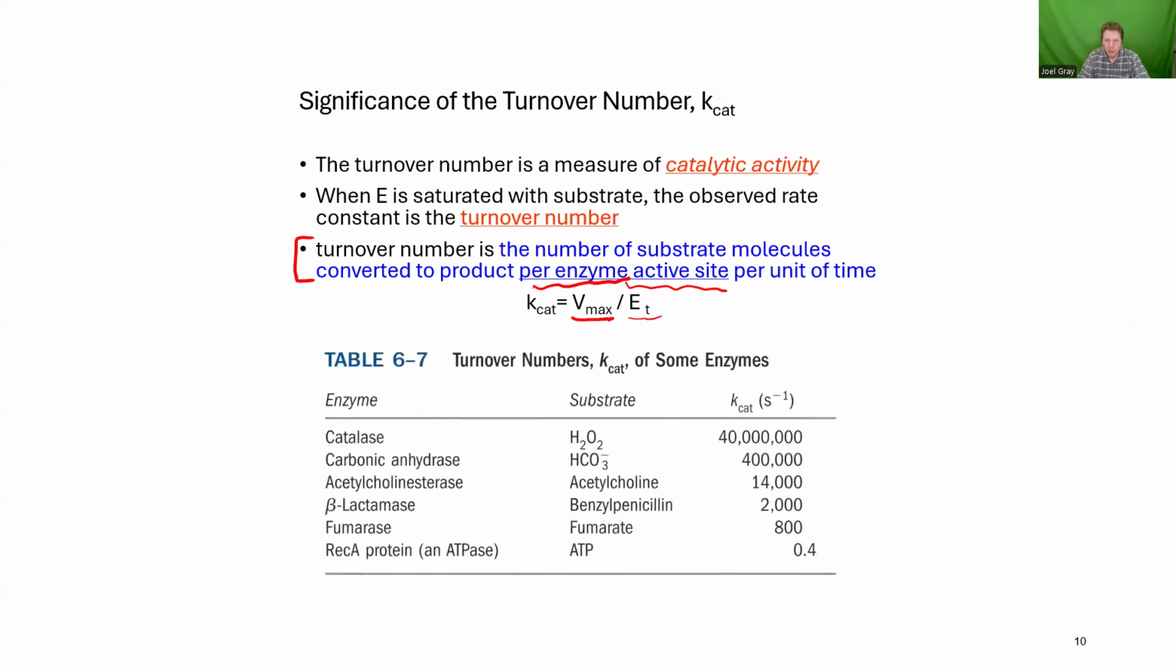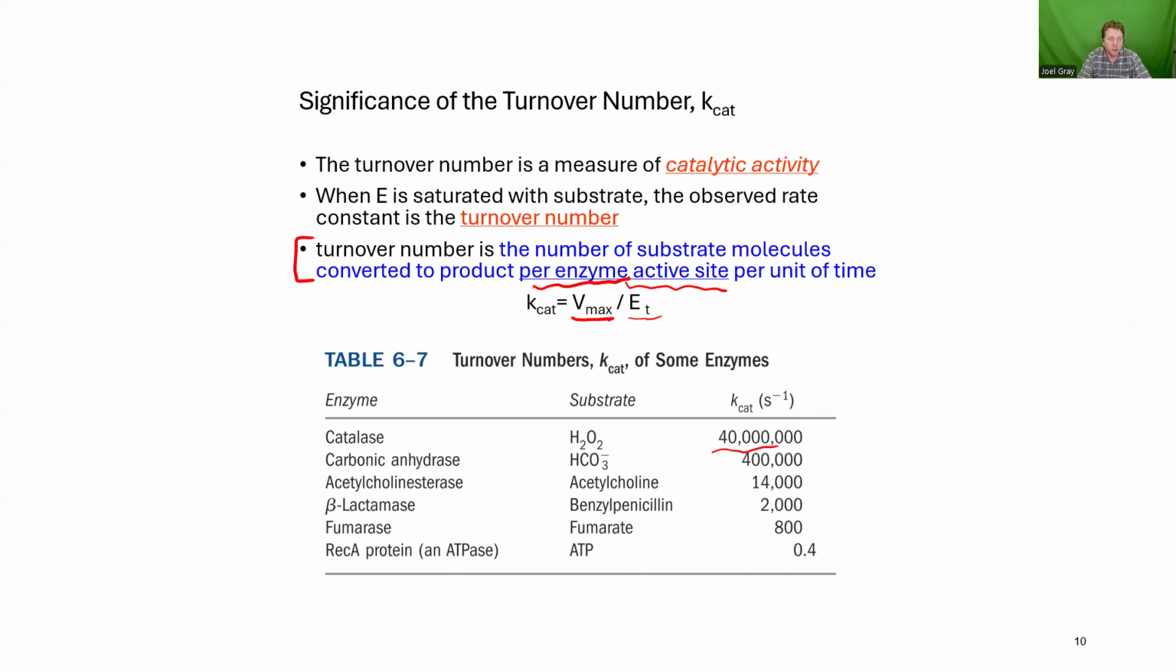To illustrate some of these numbers, an enzyme like catalase is going to take H2O2 and produce H2O and O2, if I remember correctly, or carbonic anhydrase is going to take HCO3 and produce CO2 and H2O. A kcat for each of these is either 40 million or 400,000. The larger the kcat, basically the more efficient the enzyme is.